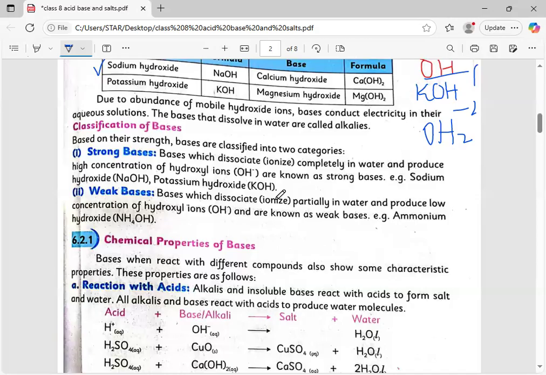And remember the main point and highlight it in your book, students. Bases that dissolve in water are called alkalis. All the bases are not alkalis. Remember those words. All the bases are not alkalis, but all the alkalis are bases.